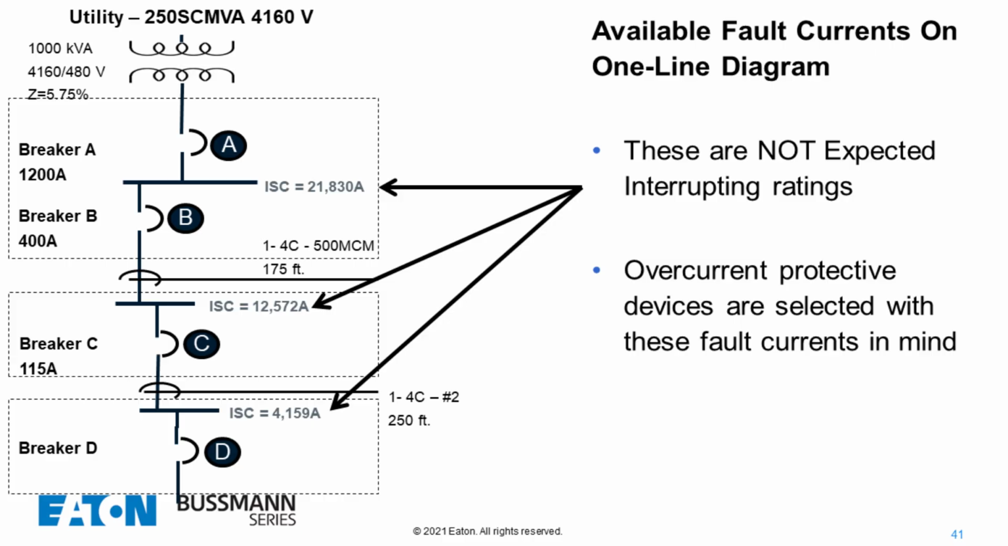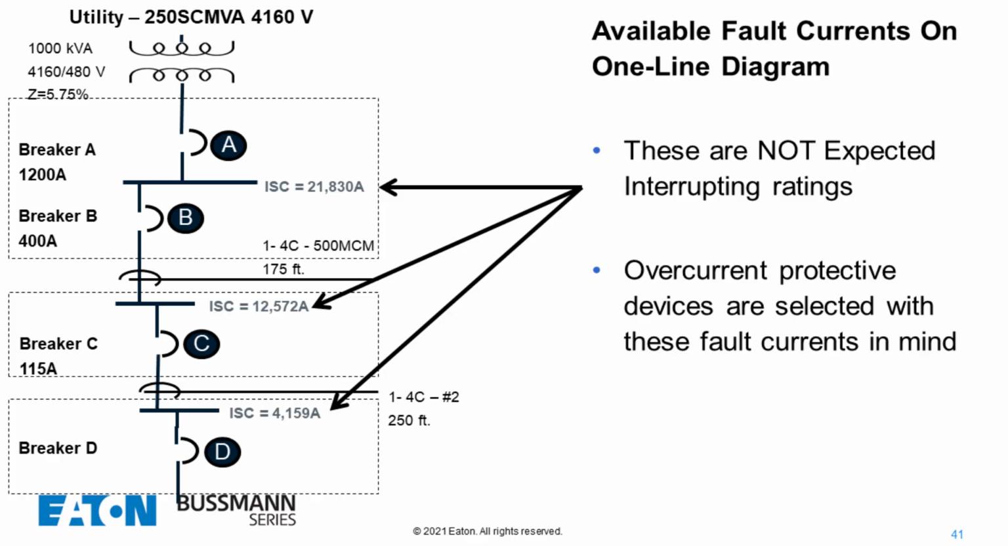We have the utility supplying a 1,000 kVA transformer. The transformer is a 4160 to 480 volt transformer with 5.75% impedance. The first thing we're supposed to do is a fault calculation. So at bus AB, which is your switchboard, we have about 22,000 amps available, so 21,830.